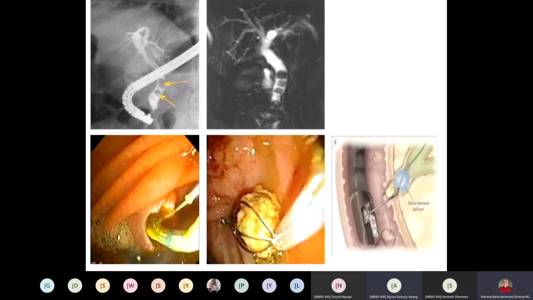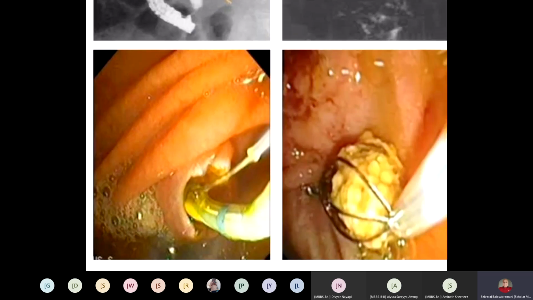Sphincterotomy. What is the instrument they are using? Not the first picture, the third one. Okay, I'm zooming it. This is a sphincterotome, a bow-like instrument. At which position are they cutting the sphincter? 12 o'clock position. Why at 12 o'clock? Because it is an avascular area.